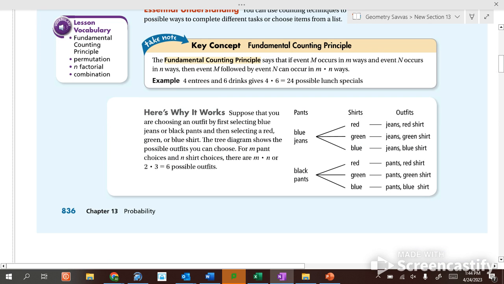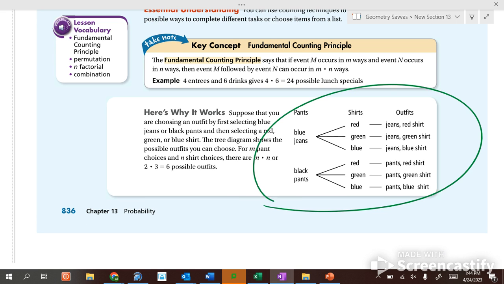Okay, we're going to start out with the fundamental counting principle, which says if event M occurs in M number of ways and event N occurs in N number of ways, then if you have two events, M followed by N, and they're independent of each other, then it'll occur in M times N ways.